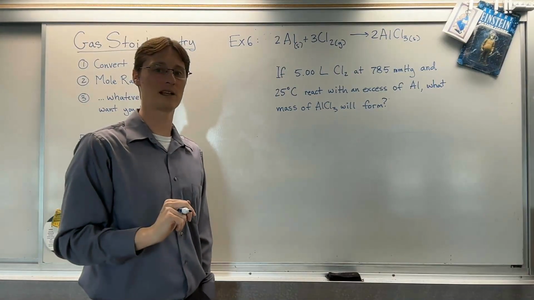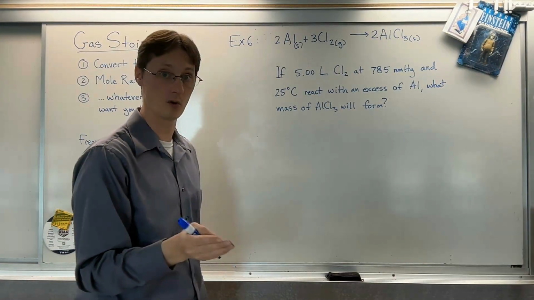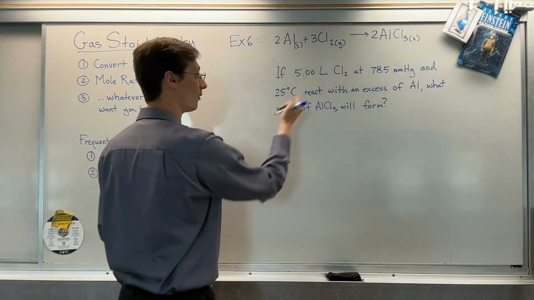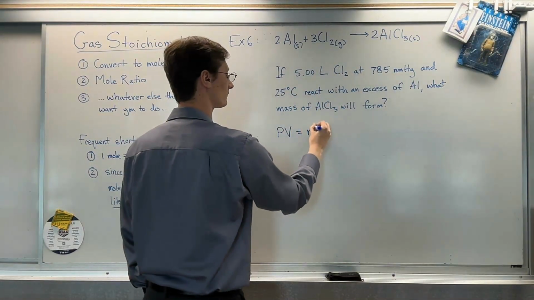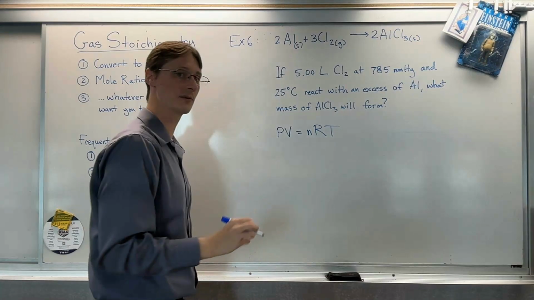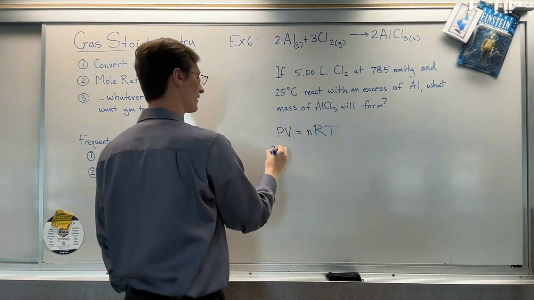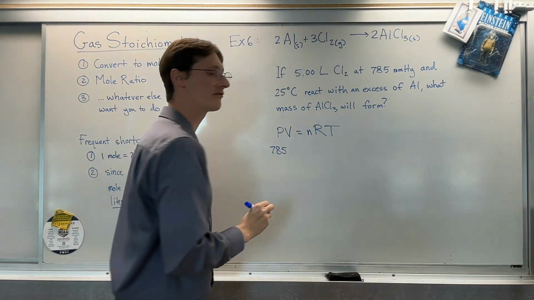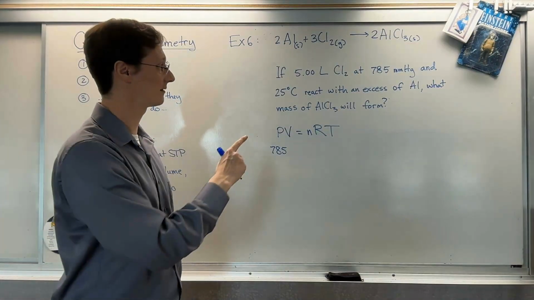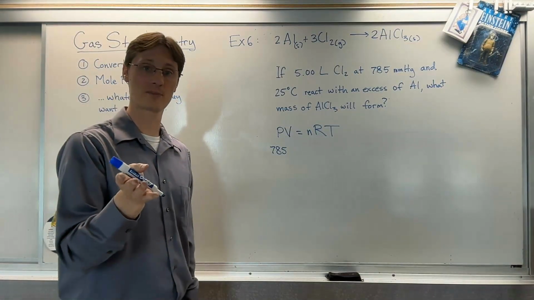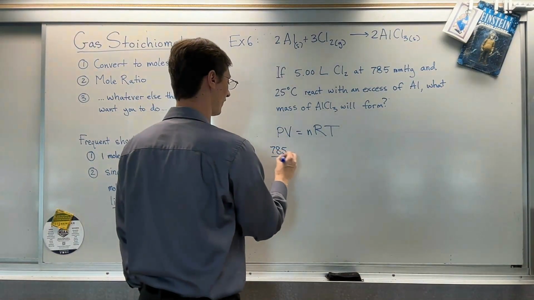So my first step, in fact, in getting moles of gas, or moles of chlorine that react, is PV equals nRT. There's not really another way to do it. The pressure is 785. Oh no, don't plug that in. That's millimeters of mercury, and you should remember it needs to be in units of atmospheres.